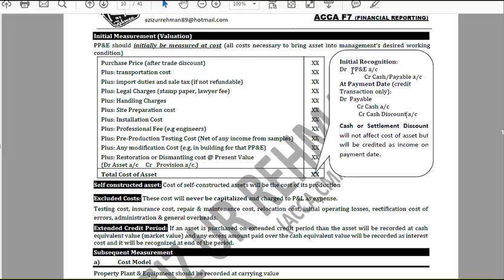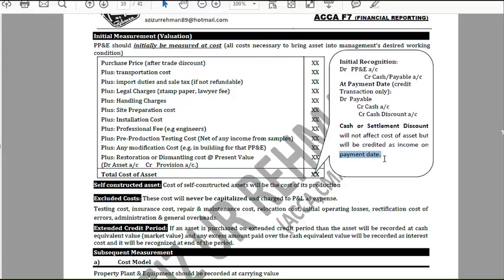So this would be the double entry. Debit would be property, plant and equipment, and credit would be cash or payable. And if we have purchased the asset on credit, and when we make the payment in future, then obviously debit would be payable, credit would be cash, and if we are going to receive any discount in the future as well, then credit would be discount. So cash or settlement discount will not affect the cost of an asset, it would be credited as income in the future years.